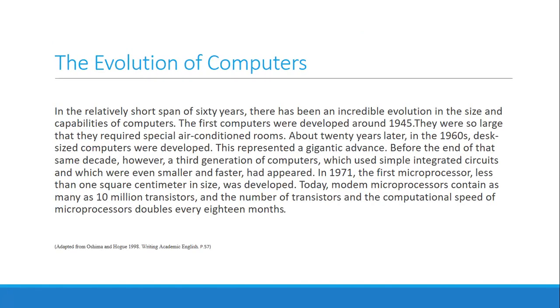Now let's look at this paragraph. So this is a paragraph that is written in the chronological order. Take some time and read this paragraph, right? So you can see it talks about the evolution of computers in 1945.